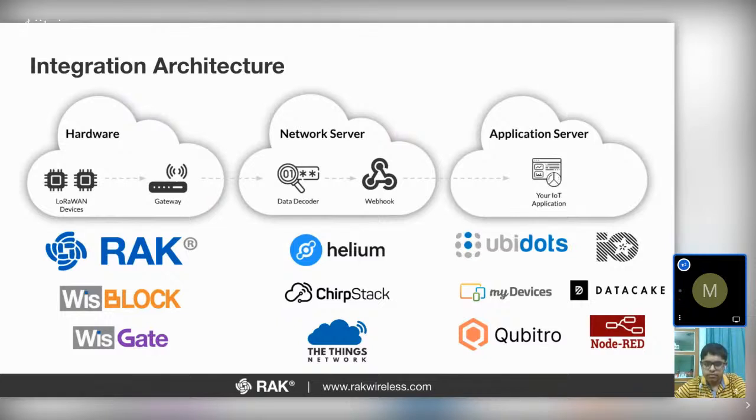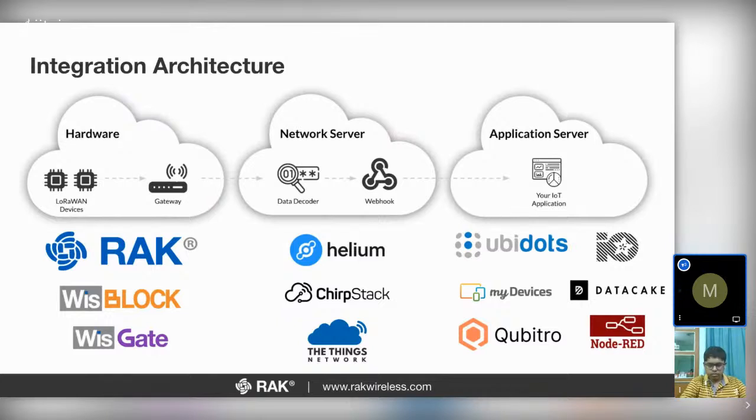Basically, this architecture has different layers. We have the hardware layer, the network server layer, and the application server layer. For the hardware layer, we have the LoRaWAN devices, which are in charge of capturing and sensing all the data from the real environment, where we are going to be using a WisLog. Then you have to forward that to a gateway in case you want to go through a LoRaWAN solution. You can check out one of the gateways provided in our WisGate catalog and choose the ones that cover the needs of your solution. Then you need to configure that gateway with a network server of your preference.